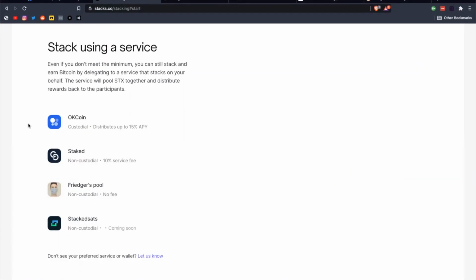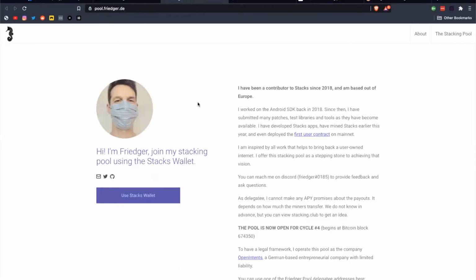There was a recent update via Twitter, and Friedger's pool was announced. It's non-custodial, no fee, and you can find it on stacks.co, stacking start. We'll also share this link below. By using this staking pool, you're able to get paid in the native Stacks token. So this is innovative as well.